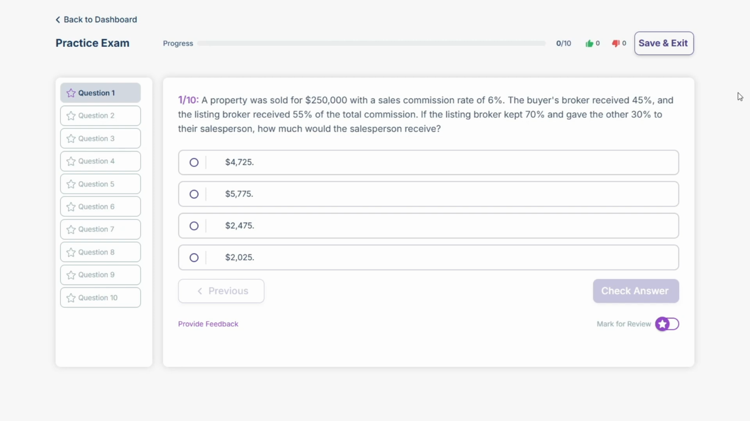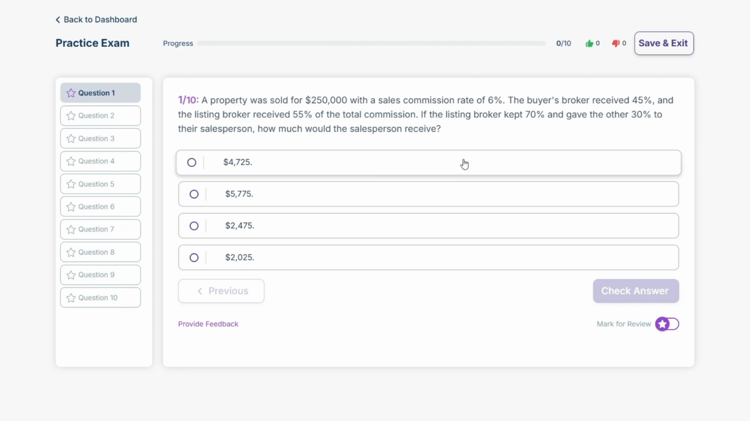A property was sold for $250,000 with a sales commission rate of 6%. The buyer's broker received 45%, and the listing broker received 55% of the total commission. If the listing broker kept 70% and gave the other 30% to their salesperson, how much would the salesperson receive?